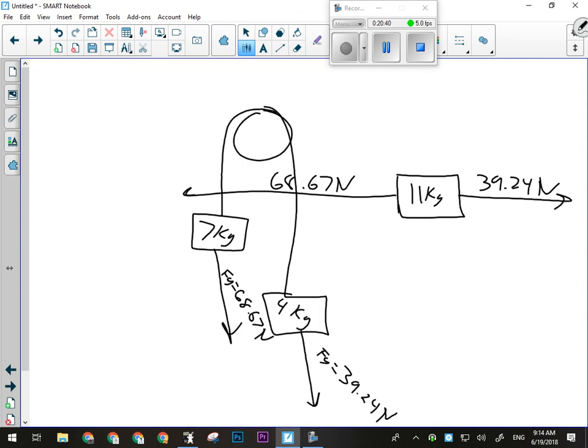Right? That's really what's going on here. 11 kilograms worth of mass is being pulled in two different directions by unequal forces. So I want to find net force.